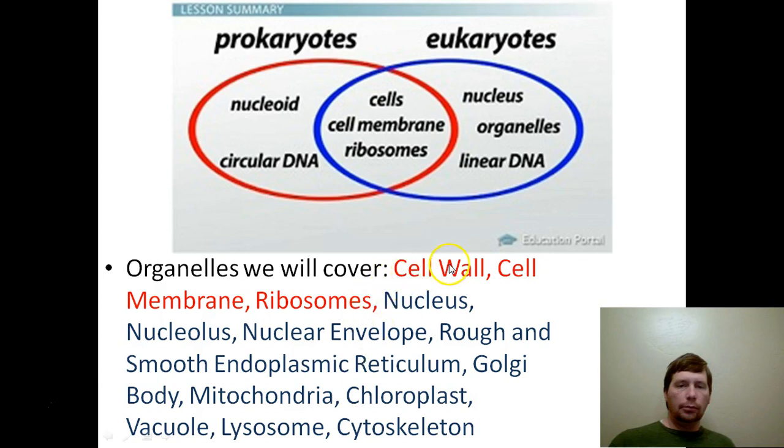Now, the ones that are in red are found in both prokaryotes and eukaryotes. Both prokaryotes and eukaryotes have cell walls, both have a cell membrane, and both have ribosomes. The ones that are in blue are organelles that you only find in eukaryotes. You do not find any of these in blue in prokaryotes. And this is one of the big differences between a prokaryote and a eukaryote: all types of cells have the things in red, but only eukaryote cells have the things that are in blue.